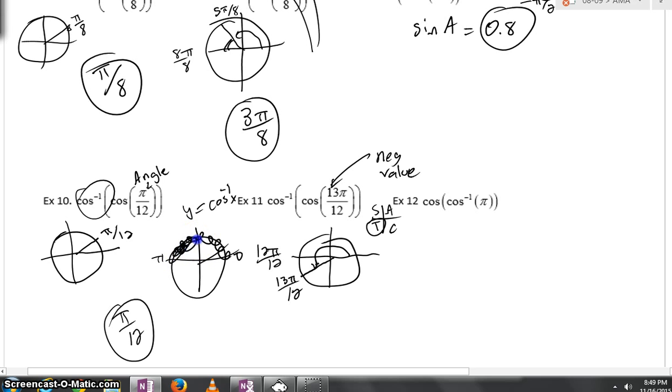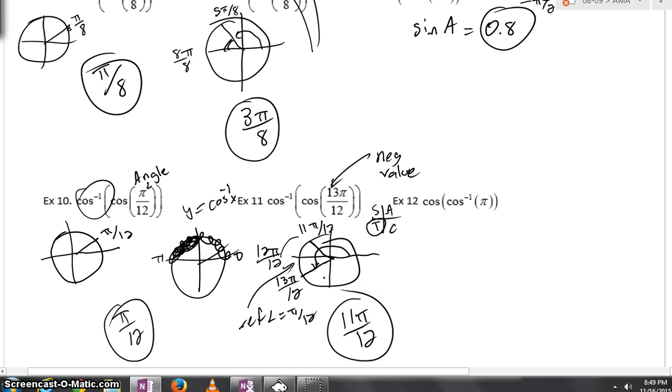So we're going to be in the second quadrant. We need to find a reference angle to help us. And the reference angle is going to be pi over 12. If we were to make an adjustment and say that we are pi over 12 short from 12 pi over 12, we'd be at 11 pi over 12. And there we have it.